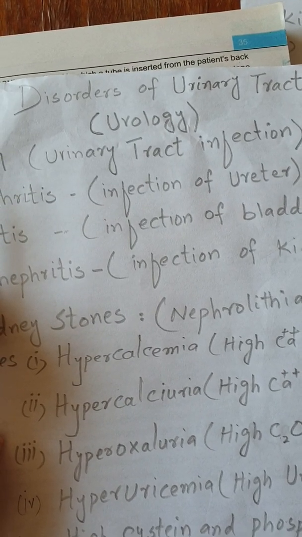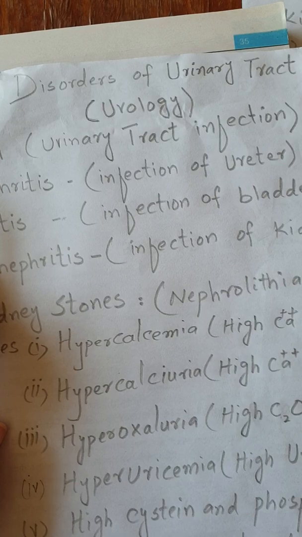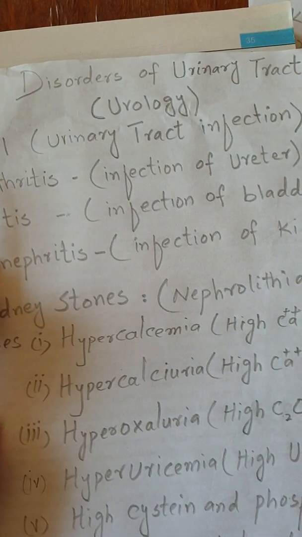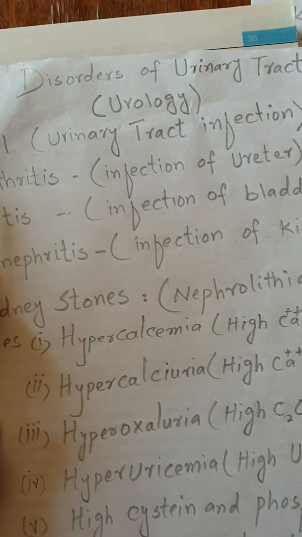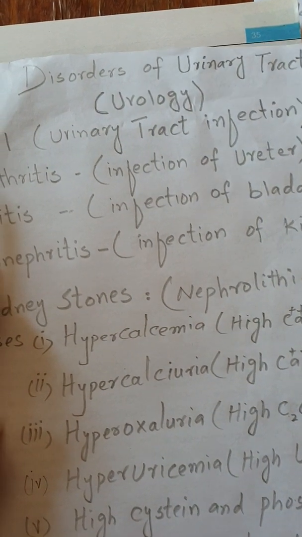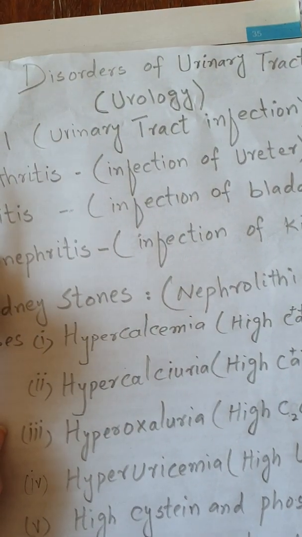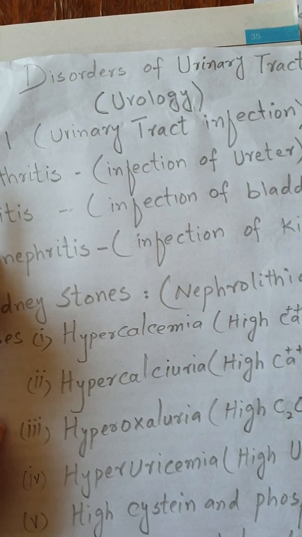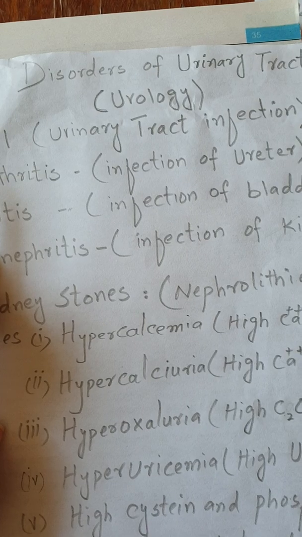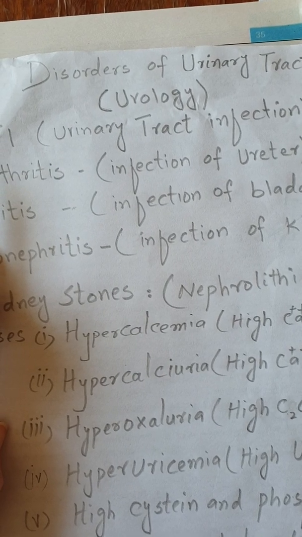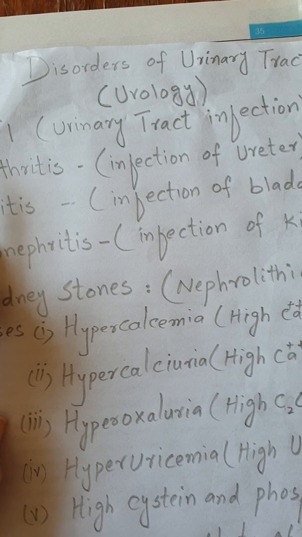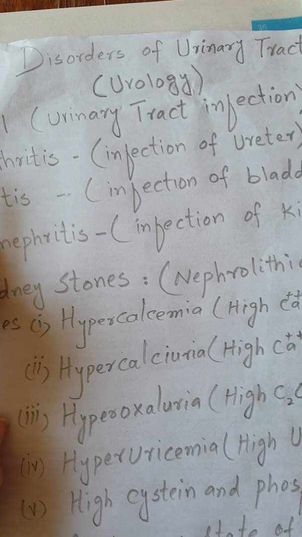Urinary tract is the tract that comes from the kidneys and then goes toward the outside of the body. It includes the kidneys, the ureter, bladder, and urethra. So the pathway from the kidney toward the urethra is known as urinary tract.